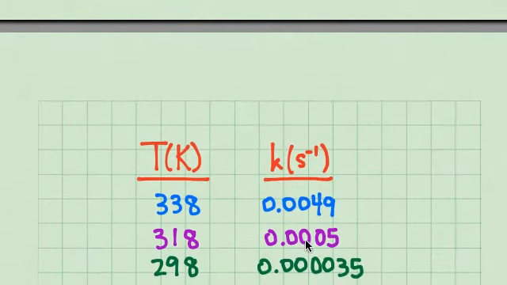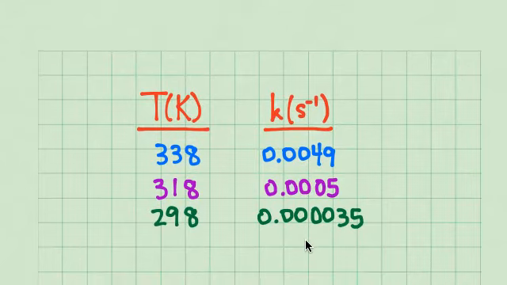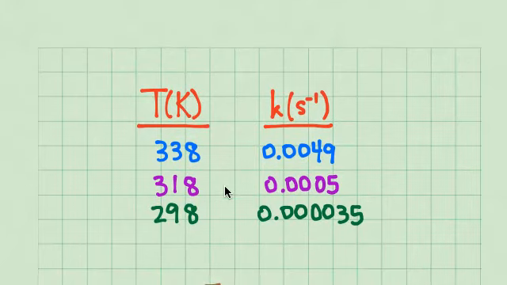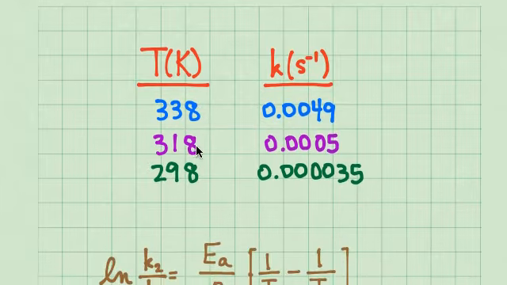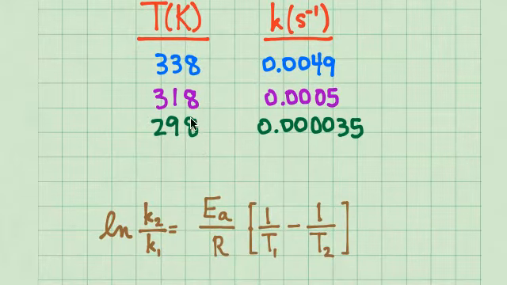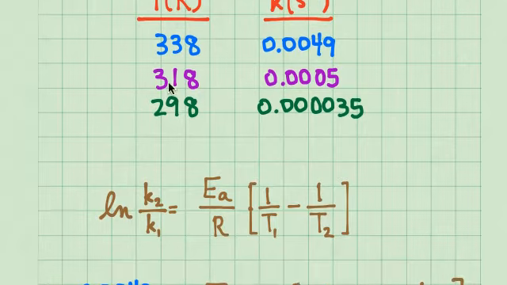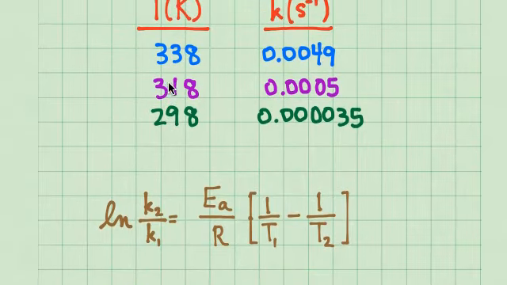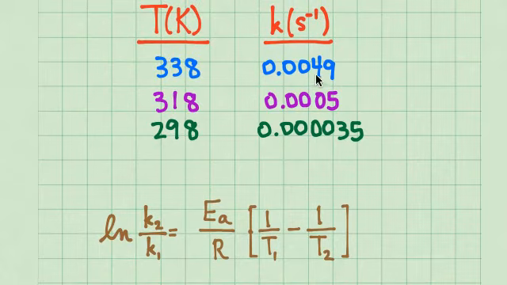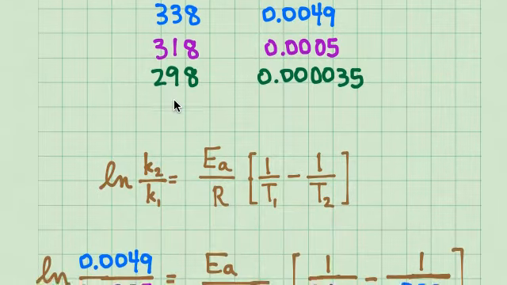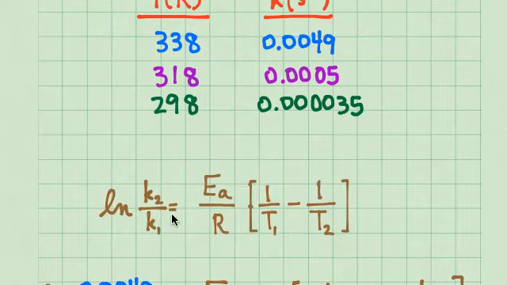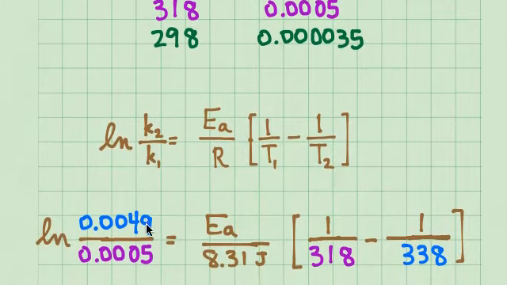Interesting. Or if you just had 2 points or 3 points or 4 points, let me pick any of these 2 points and fit it in here. In this case I put this blue temperature and constant up for number 2. It doesn't matter which one you call 1, which one you call 2. I'll put the 318 Kelvin temperature here and the 0.0005 here, and solve for the activation energy.